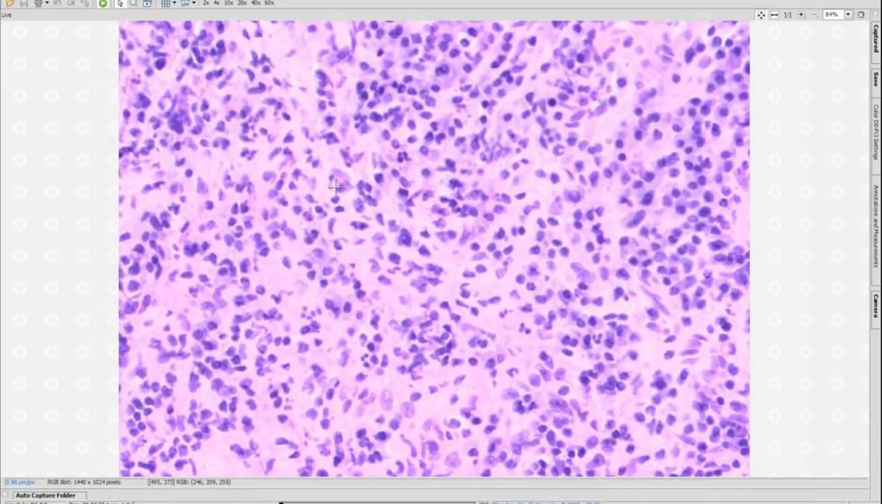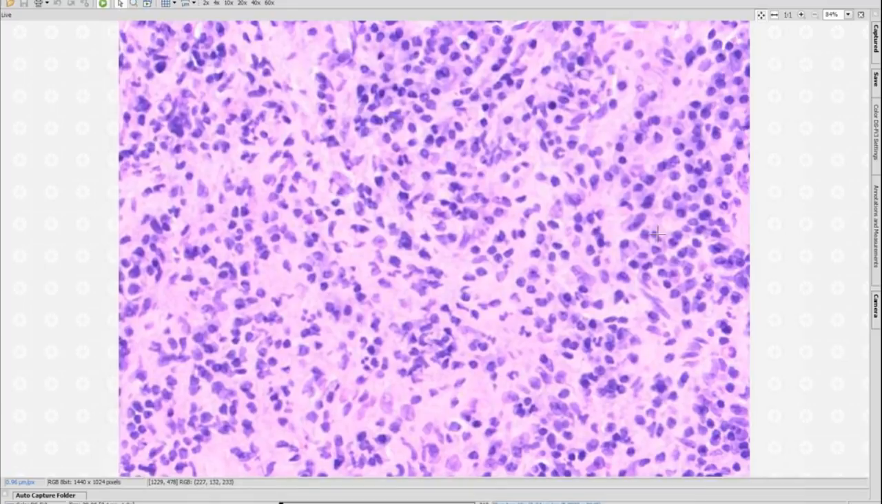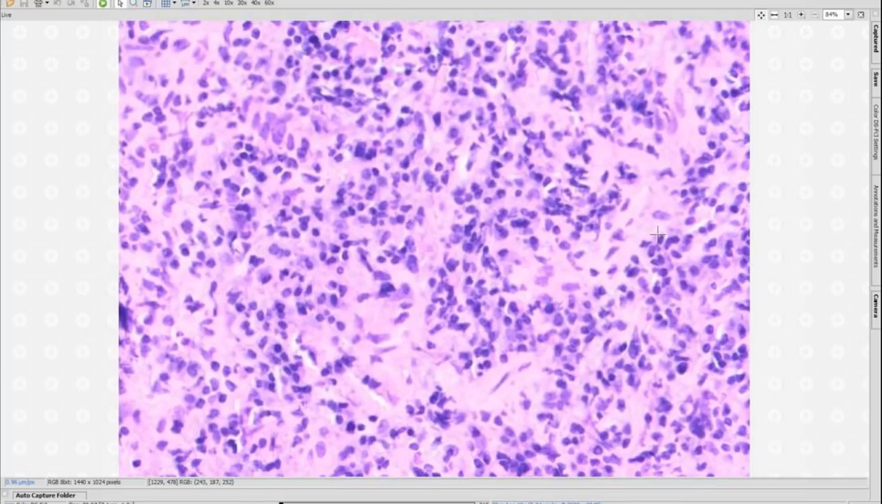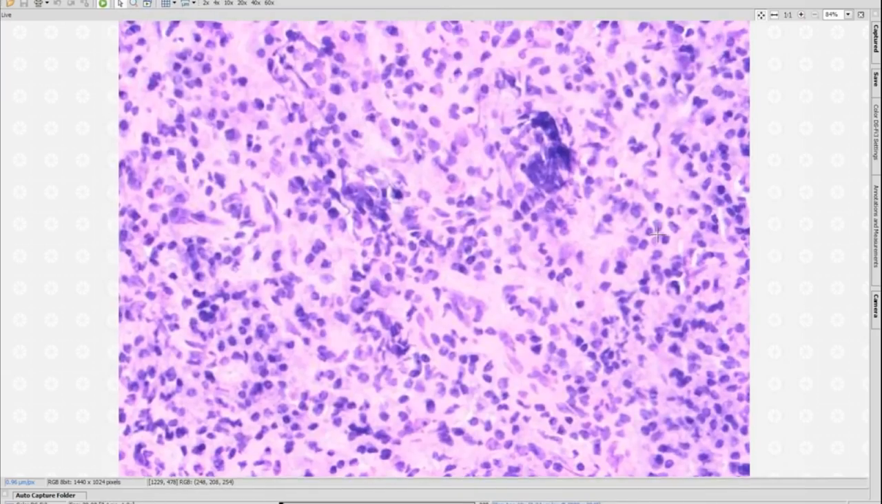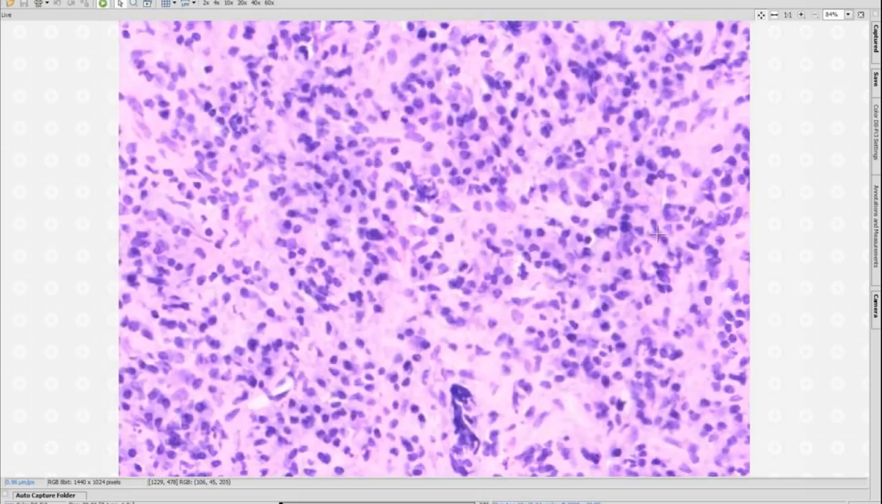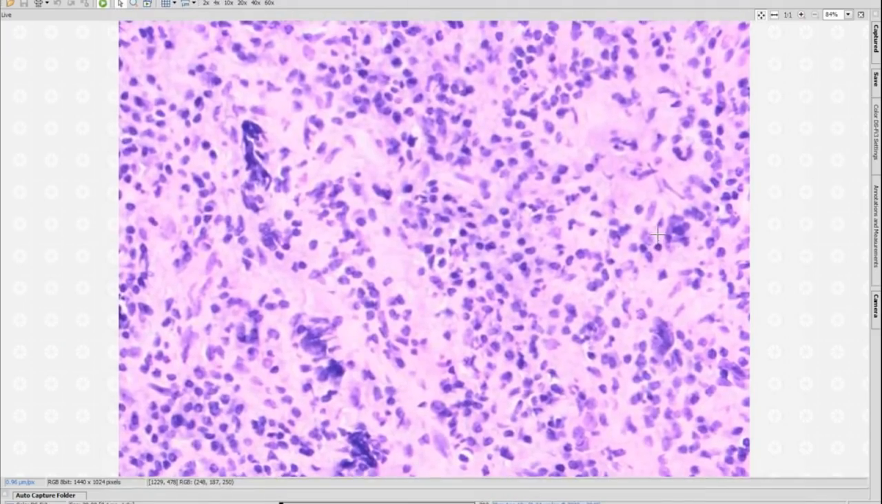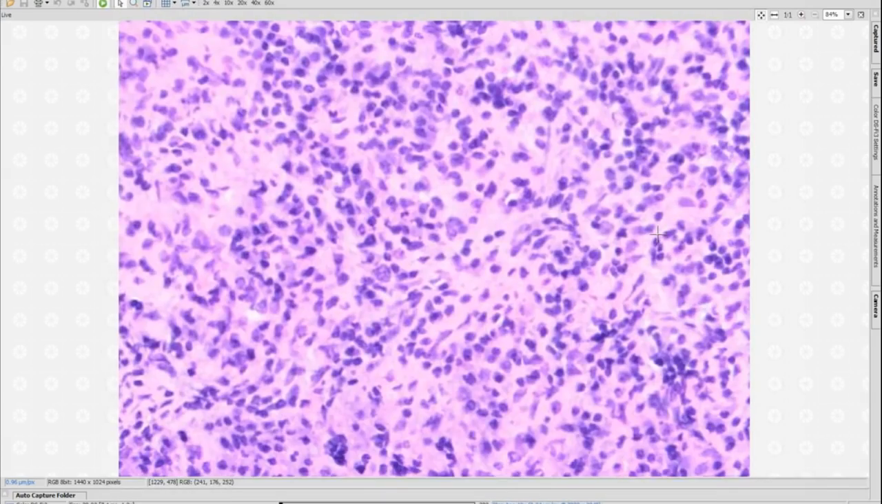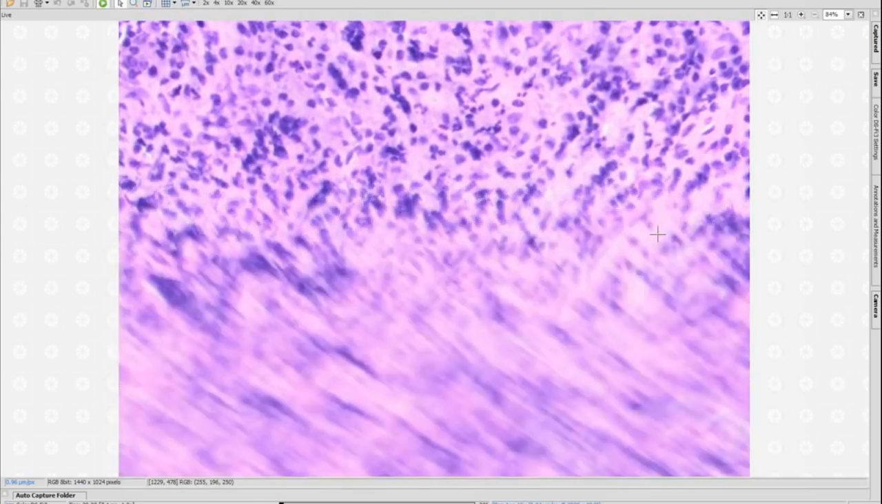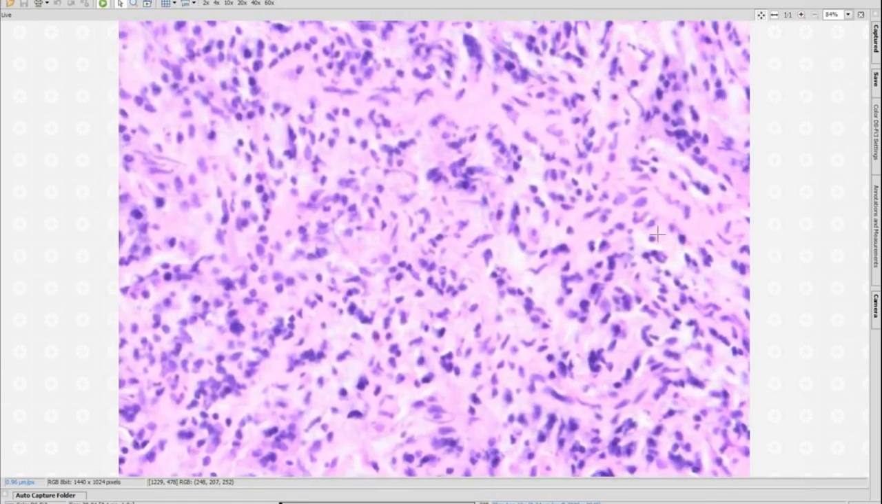And you can see on high power, cells are small and they don't have much pleomorphism. A lot of these are lymphocytes. Again, the differential diagnosis, of course, is a treated lactotroph, right? As I showed earlier, but that's not the history here. The patient didn't have hyperprolactinemia, didn't have treatment for anything similar.